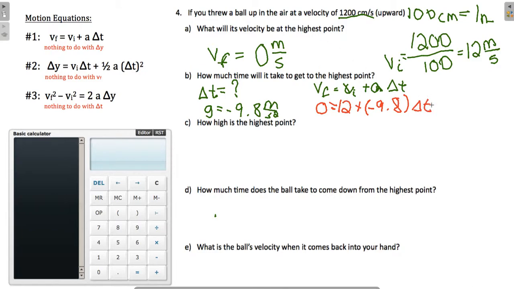Okay, we have to get delta t by itself. The first step in doing that is getting rid of this 12. Right now, this is 12 plus this side of the equation. We're adding 12 to whatever this side is. So the opposite of adding is subtracting. What we're going to do is subtract 12 from both sides of this equation. When we do that, subtracting 12 from this, that'll go away. What's left over here is negative 12, because we subtracted it, is equal to negative 9.8 multiplied by that delta t.